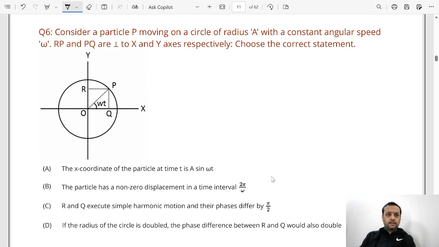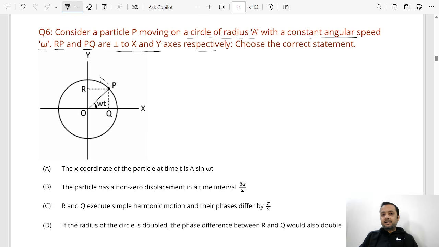Very easy question. In this question, there is a particle P which is moving on a circle of radius A with constant angular velocity omega. So basically, the particle P is performing UCM. RP and PQ are perpendiculars on x and y axis respectively. That means from P you are dropping a perpendicular on the x axis and you're calling this point Q. Then the same thing you are doing on the y axis, and this point we are calling R. So we have to choose the correct statement, and this angle has been given as omega t.